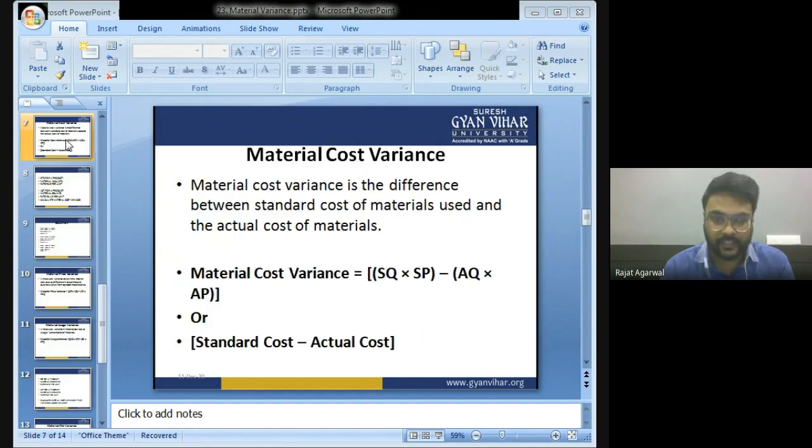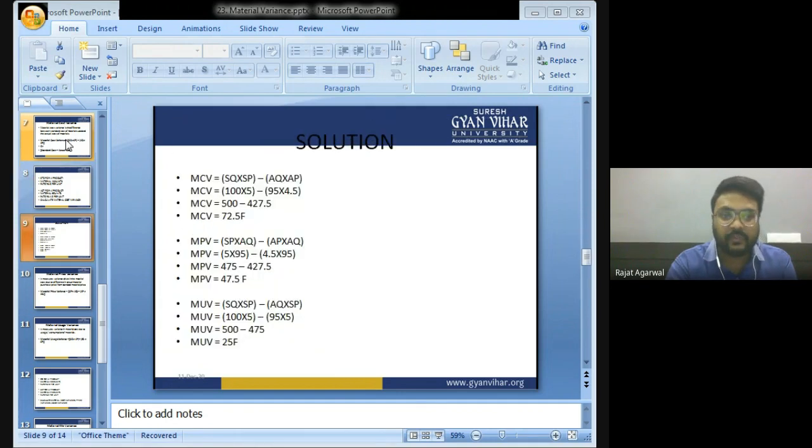Material cost variance is the difference between standard cost of material used and actual cost of material. Formula of material cost variance: standard quantity into standard price minus actual quantity into actual price. This was the illustration which we have solved in the last class.